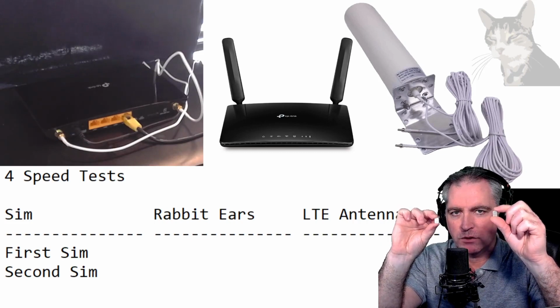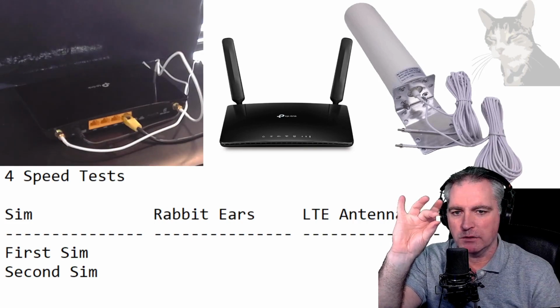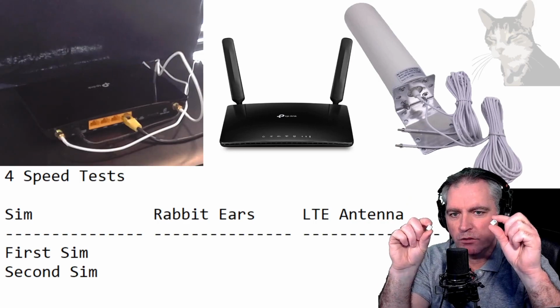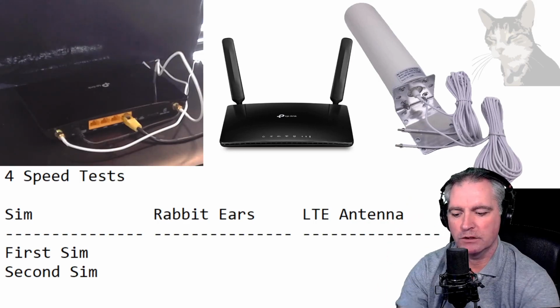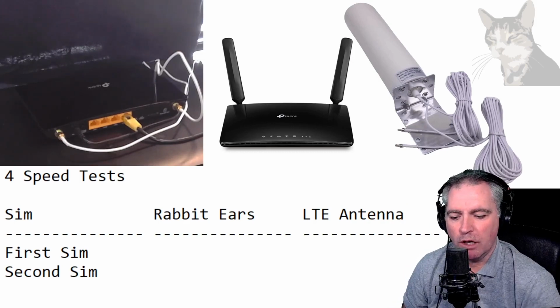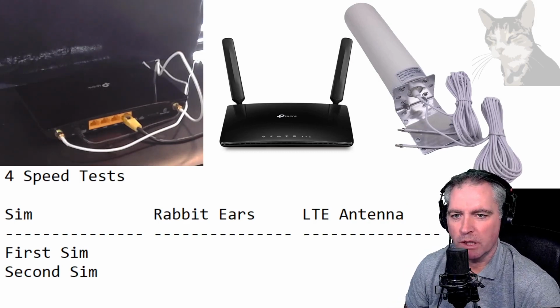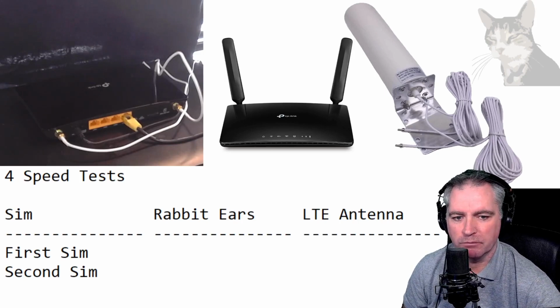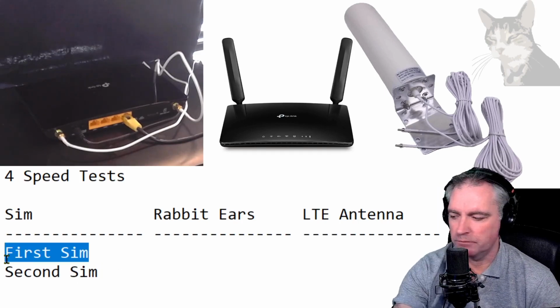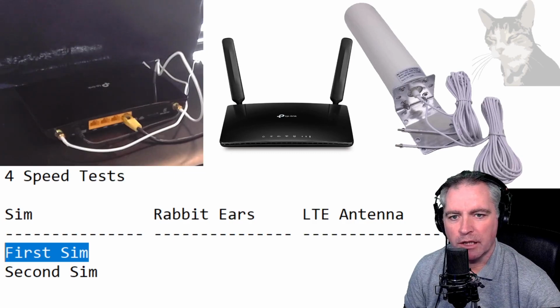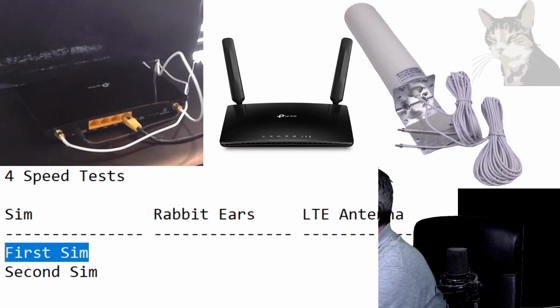The one on the right costs twice as much per month as the one on the left. I can tell you now that the one on the right, the more expensive one, is much better in my case, but I can't tell you whether that's because I'm close to the towers that the one on the right uses. That's the second SIM down there. So the first SIM is the one where the quality is not so good. I'm going to put that in, do some speed tests using the antenna versus the rabbit ears that are supplied with the router.